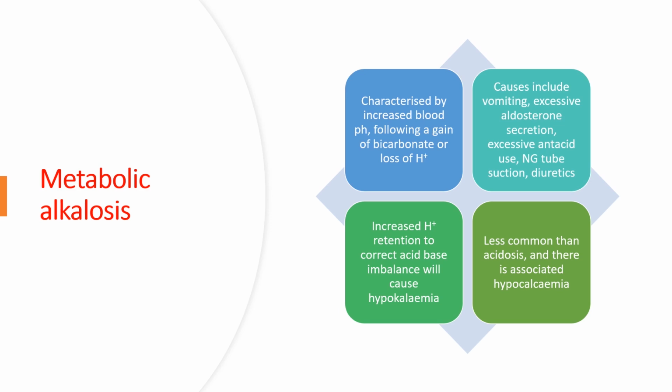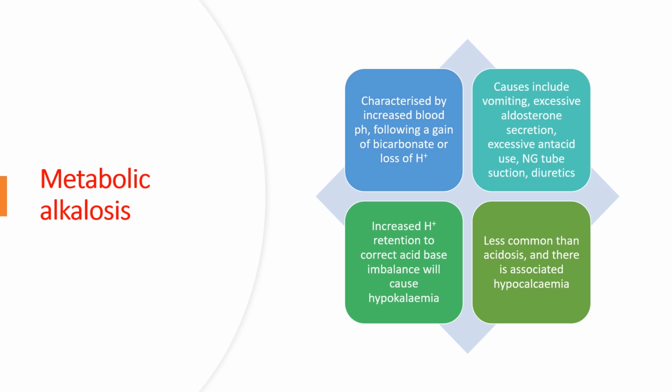If this condition goes on for a long time, every time the body exchanges sodium for potassium, there is a loss of potassium in the body, and in the long run, this can cause a low level of potassium, which is referred to as hypokalemia. That is why metabolic alkalosis is usually accompanied by a situation of hypokalemia. Although it is important to say that metabolic alkalosis is less common than metabolic acidosis, and it is usually associated also with hypocalcemia.